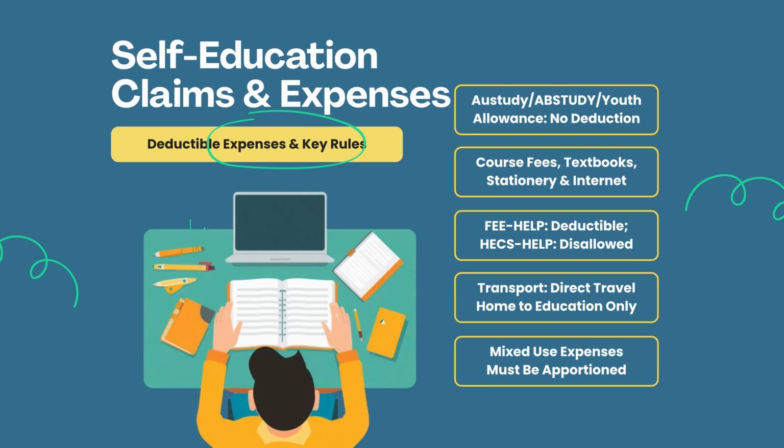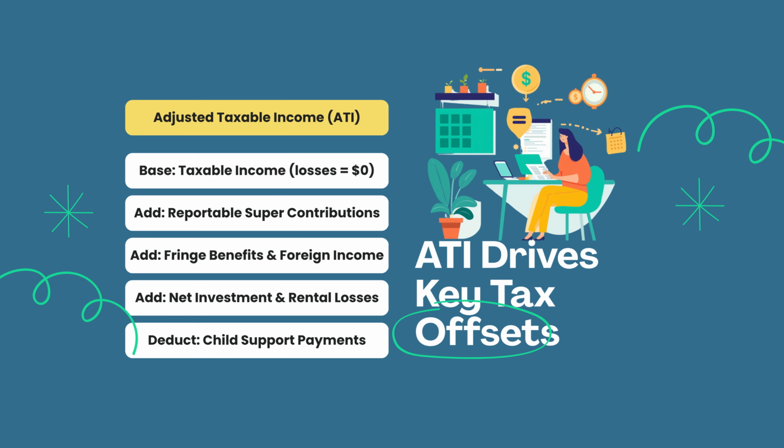Many offsets rely on an income test based on adjusted taxable income, or ATI. ATI is much broader than taxable income. To calculate it, we take the taxable income and add back reportable super contributions, adjusted fringe benefits, tax-free pensions, target foreign income, and critically, we add back any net rental property losses or financial investment losses. If the client pays child support, we subtract that amount. Understanding ATI is essential because it determines a client's eligibility for several beneficial offsets, which we will look at next.